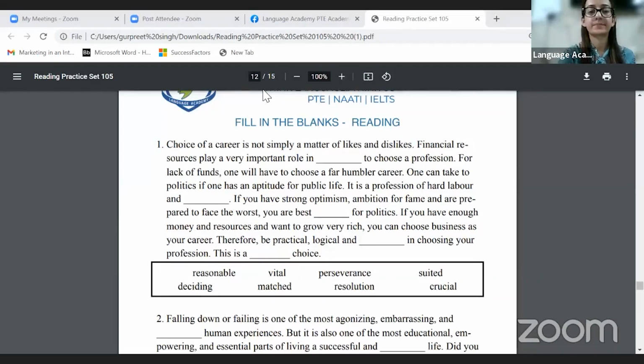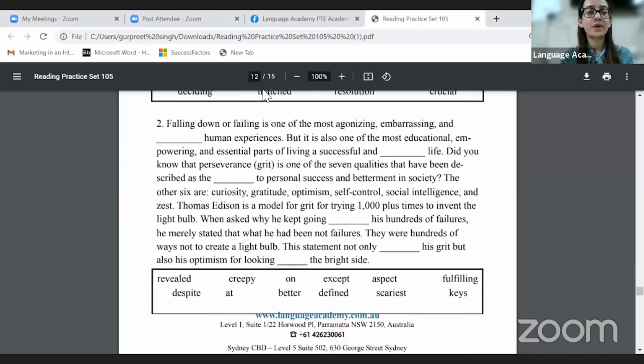Right? So here you have your second question and 2 minutes to post your answers.